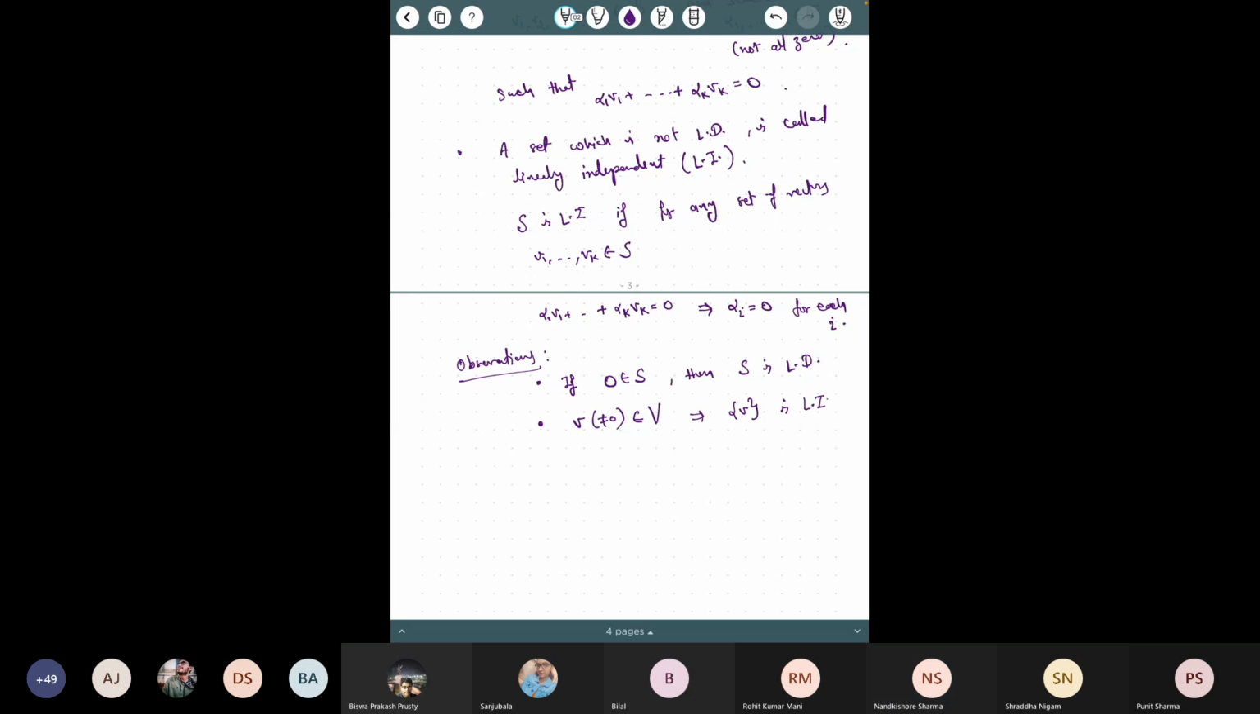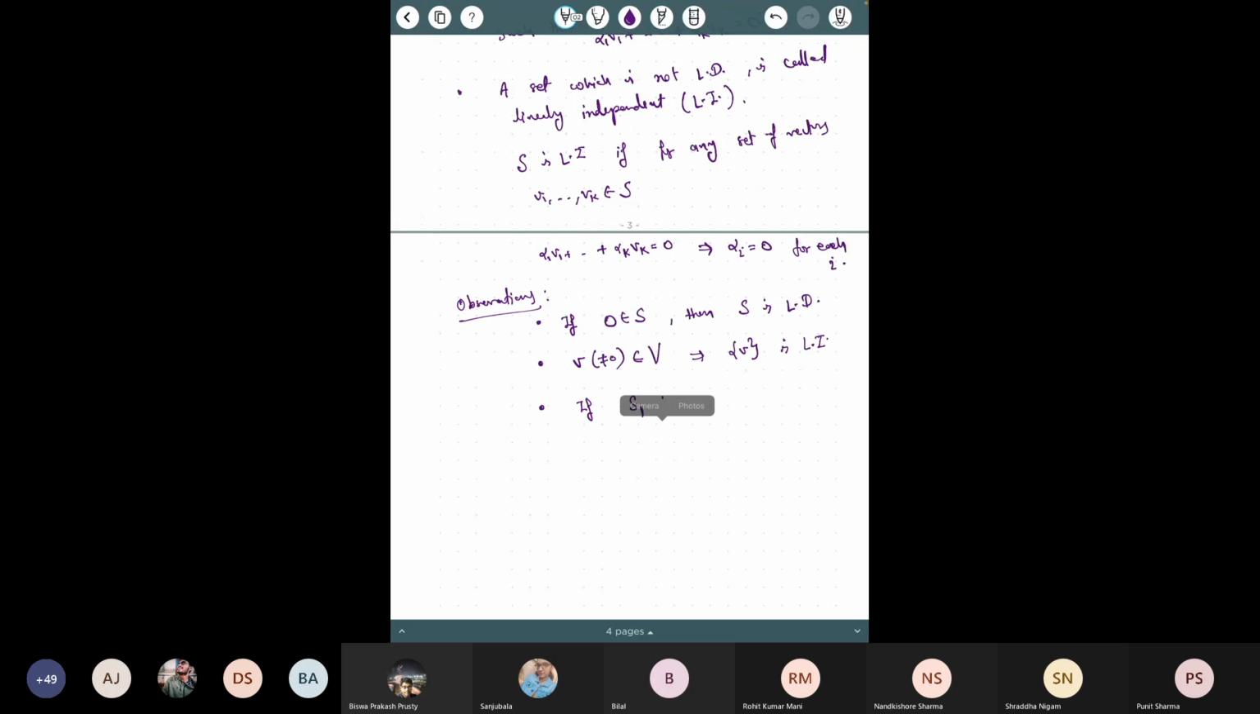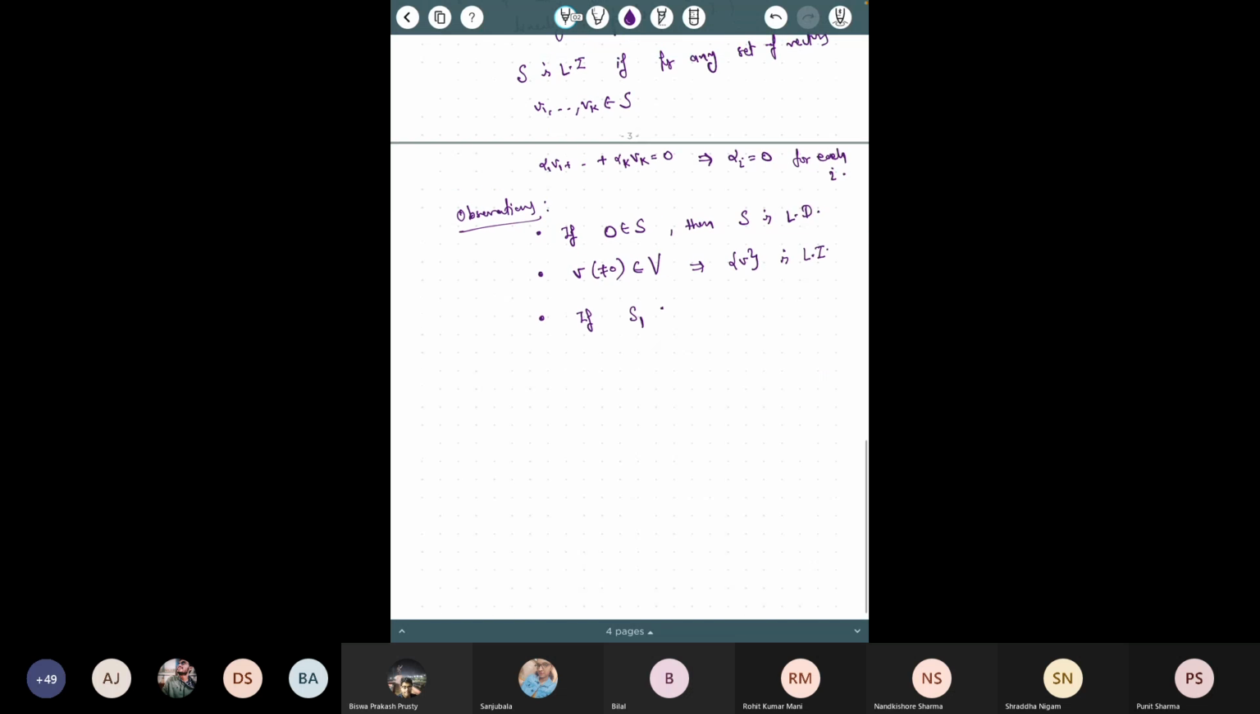Also, suppose that we have two sets, S1 and S2, and suppose that S1 is a subset of S2. Both S1 and S2 are subsets of the vector space V.